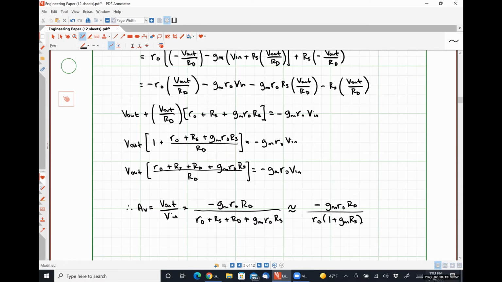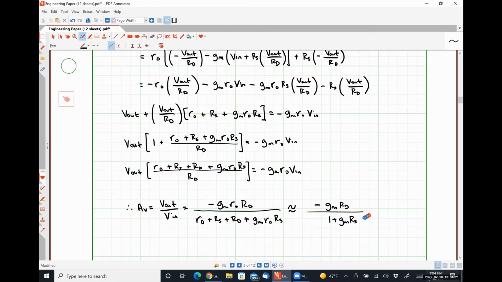Luke: Can you knock off the R naught or not? Oh, I didn't even think about that. Sure, yeah, you could. GM RD. Let's do that then. Well, actually, that's interesting. If we erase these, what is this expression? Go back like 2 pages in your notes.